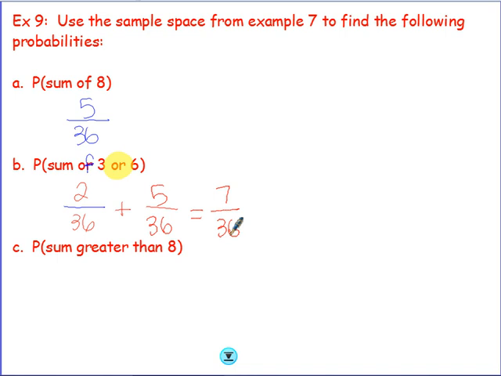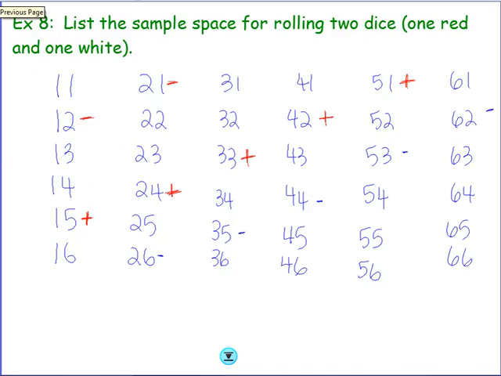Finally, we have the sum greater than 8. So greater than 8 is 9 and higher. So we're talking about 9, 10, 11, and 12. If you want, you can start finding all of them at one time. Let's look for the lowest possibility we have, which is 9.